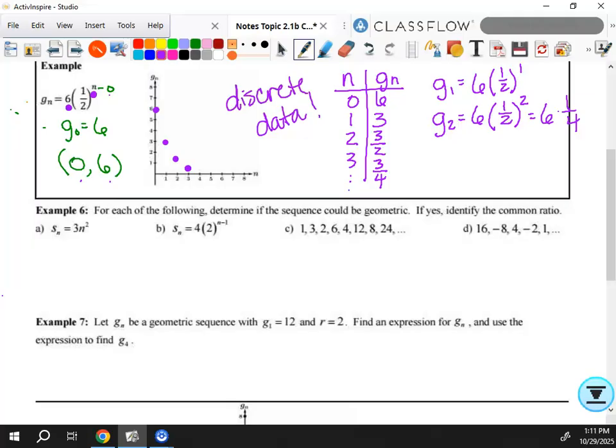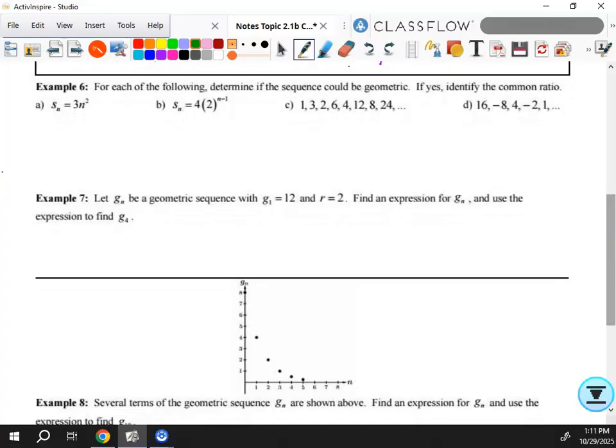Anything? All right. So now we are going to determine if the sequence could be geometric. If yes, we're going to identify the common ratio. Okay. So geometric sequences behave like what kinds of functions? Exponential. All right. So I look at A. I kind of recognize that as a function. Is it an exponential function? No. Just because it has an exponent doesn't make it an exponential function, or every polynomial we've ever talked about would be an exponential function, and that doesn't make any sense. So this is not geometric because this is not exponential.